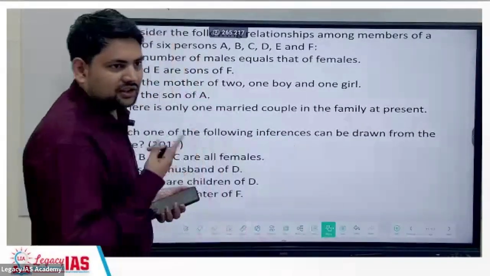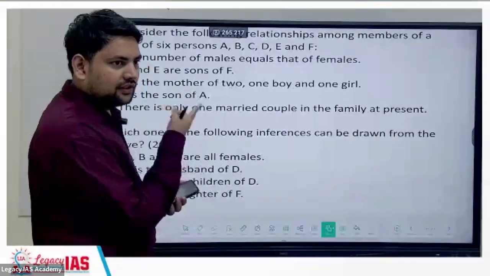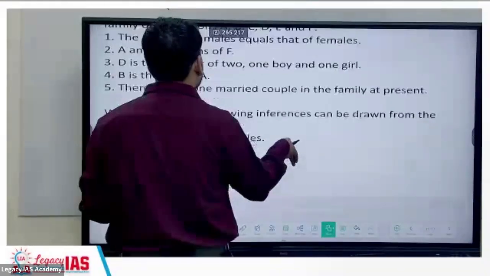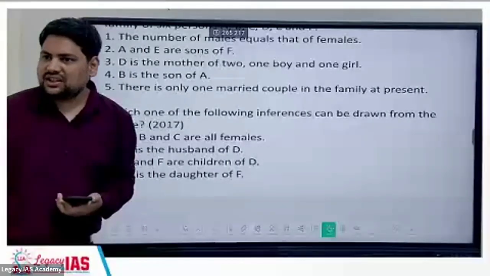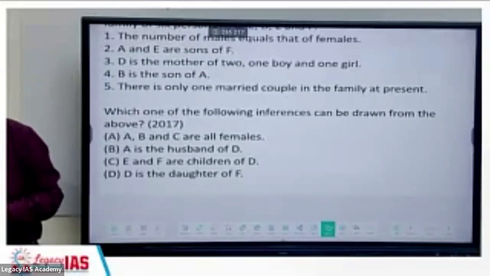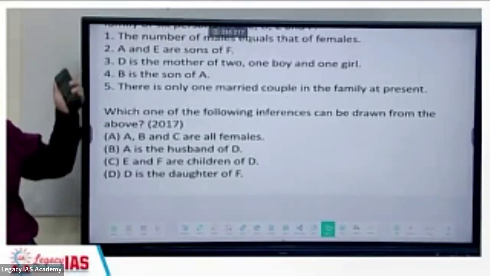See, there are 6 people in this family, A, B, C, D, E, F. This is where these statements start. 6 members are there in the family, A, B, C, D, E, F. After that, it's written.